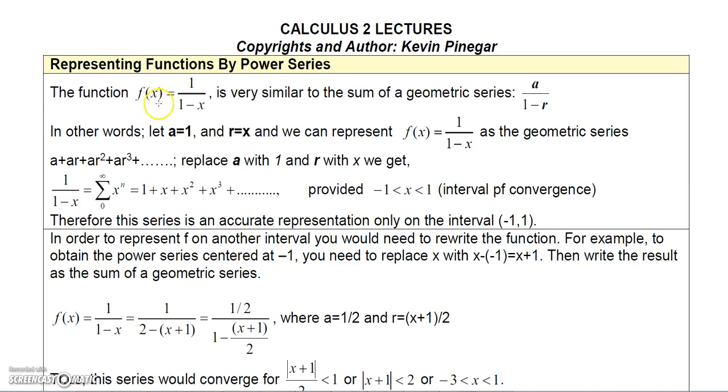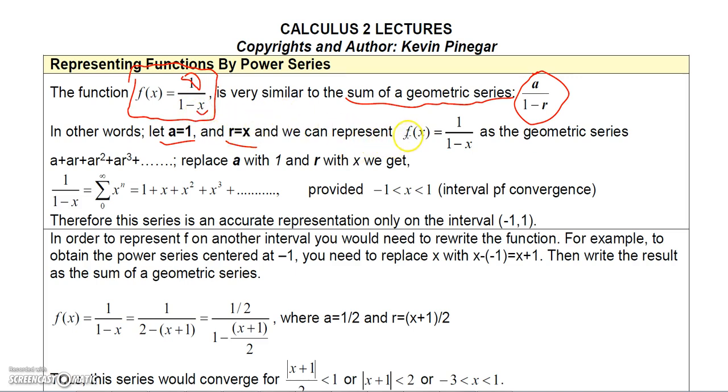Okay, so here I'm going to show you how we can represent this function as a power series. Now, this function is actually very similar to the sum of a geometric series. And remember, the sum of a geometric series is a over 1 minus r. So if we were to let a equal 1, so that would be the a, and then let r equal x, then that would be right here. And so we could say this is actually a over 1 minus x. So a over 1 minus r becomes 1 over 1 minus x.